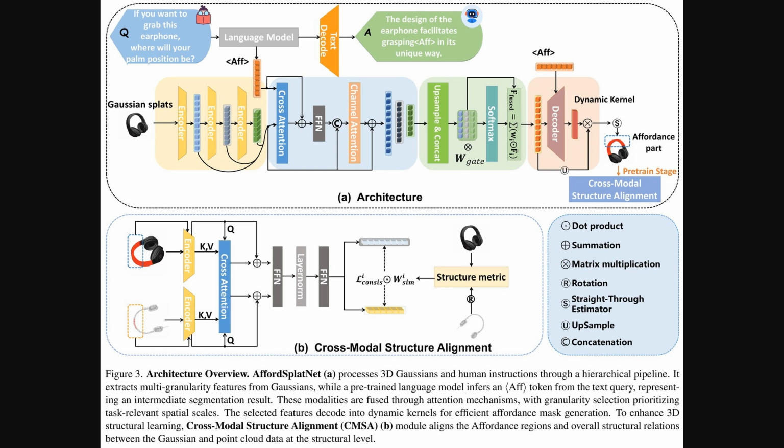Now, part B of Figure 3 highlights a really important component called the Cross-Modal Structure Alignment, or CMSA, module. This is used during a pre-training stage. Its job is to align the structural understanding of affordances from 3D Gaussian splatting data with the structural understanding from the more abundant, but less detailed, point cloud data. It essentially tries to ensure that the relationships between an object and its functional parts are understood consistently, whether the input is a 3D Gaussian splatting model or a point cloud. This helps the model learn better and generalize, especially to new objects it hasn't seen before.